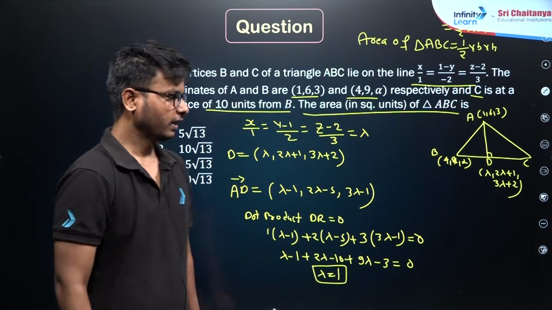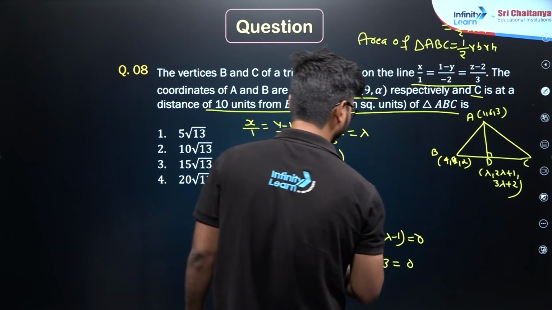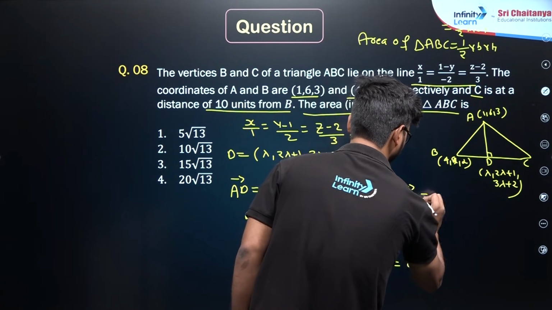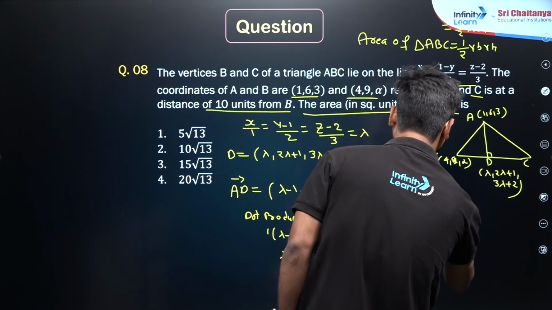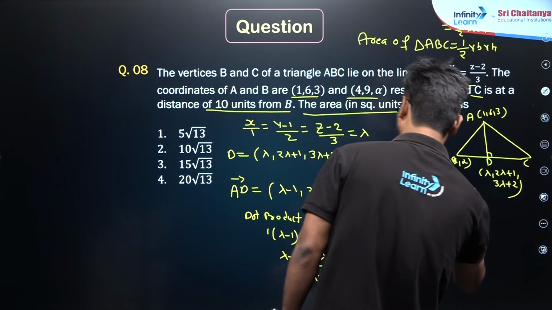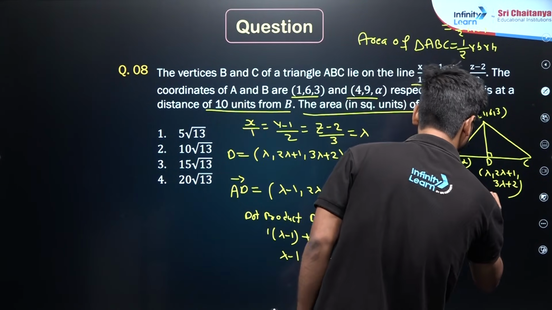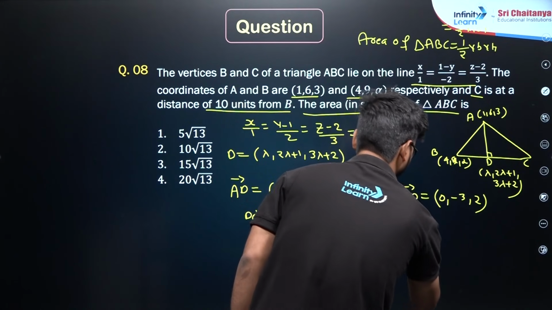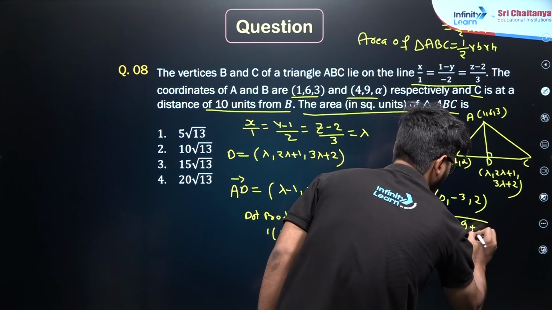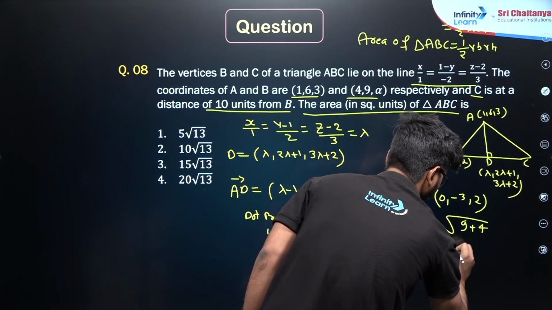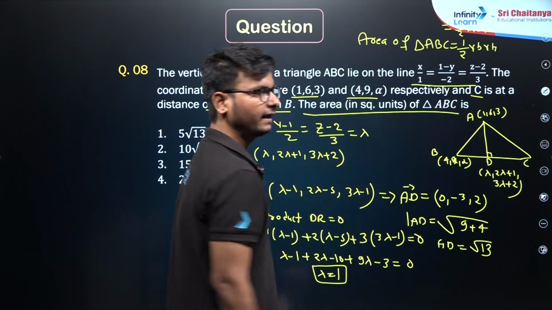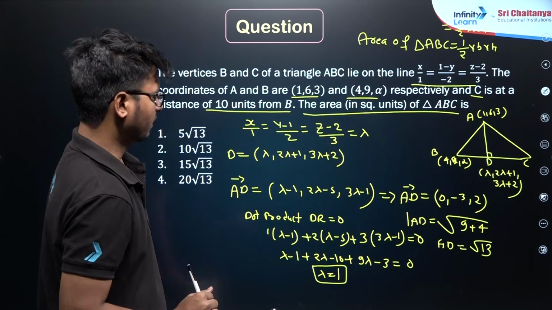Okay. Now if I substitute the value of lambda in AD, I am going to get the vector AD as 1 minus 1 is 0, 2 ones are 2, minus 5 is going to be minus 3, and here 3 ones are 3, minus 1 is going to be 2, correct? Now I can find the mod of AD, that is nothing but 9 plus 4. So AD is going to be under root 13. So we got the height AD, that is nothing but under root 13.